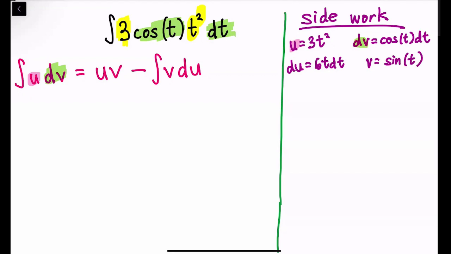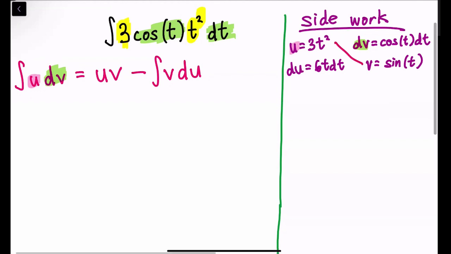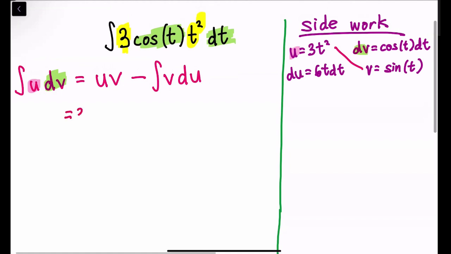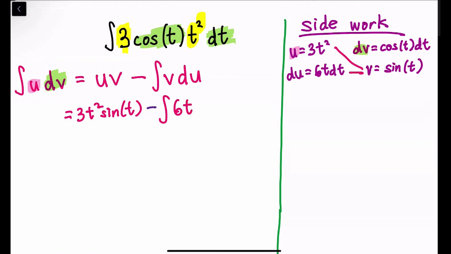Next, plug in what we need into our formula. So we have u times v, so multiply these two. So we have 3t squared times sine of t minus the integral of v times du. So that's the integral of 6t times sine of t.